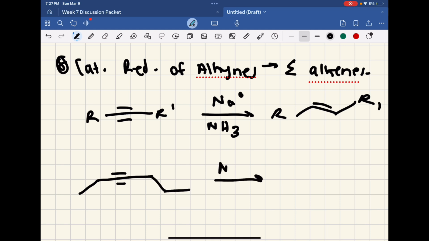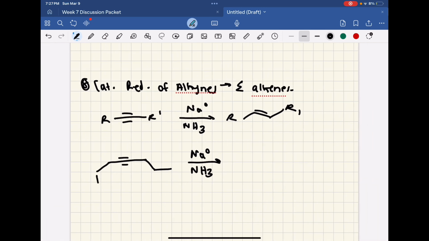alkyne, and I use the pure sodium metal and liquid ammonia, you can imagine 1, 2, 3, 4, 5. So this is 7 carbon chain, 3, 4, 1, 2, 3, 4, 5, 6, 7. 1, 2, 3, 4. E alkene. That's simple. And that is a great summary of your organic reactions. Good luck.